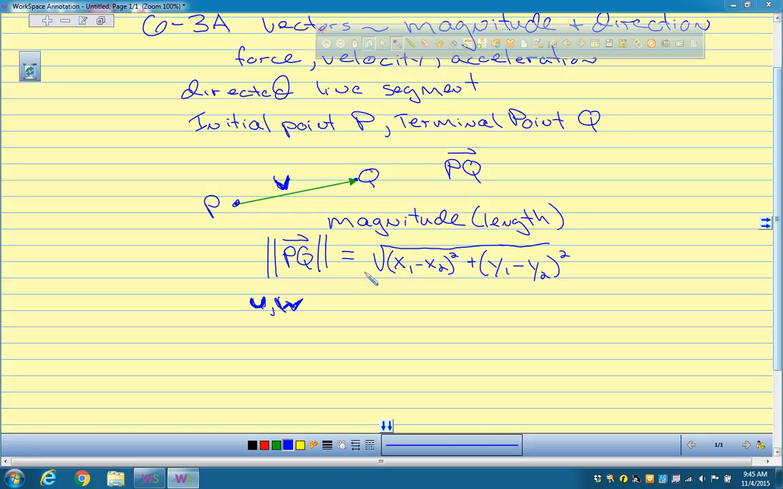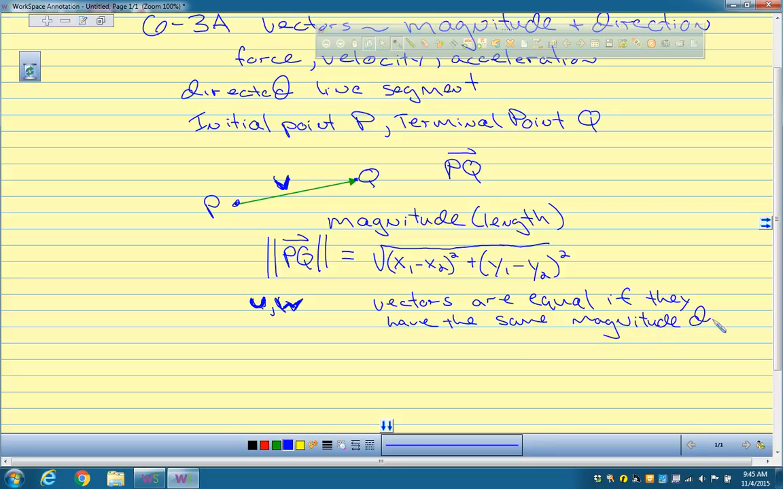And then vectors are equal if they have the same magnitude and direction. Good? So, think about the Blue Angels.